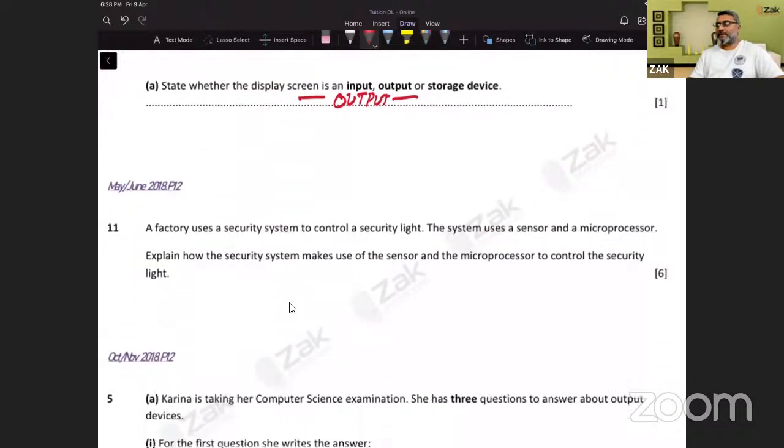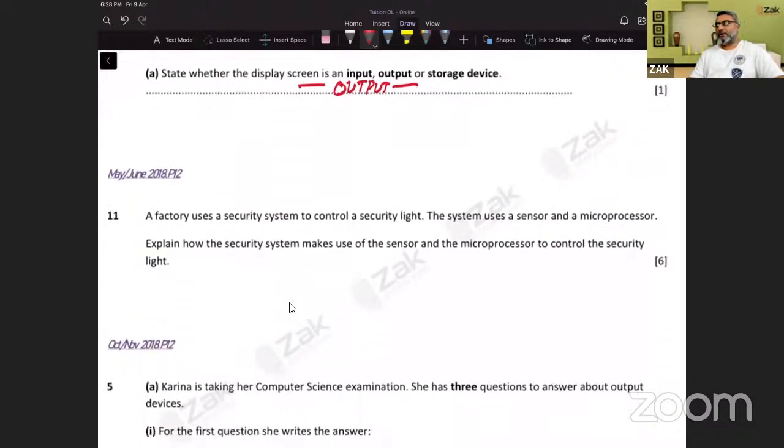A factory uses security system to control the security light. देखिए ये question बार बार appear हो रहा है.